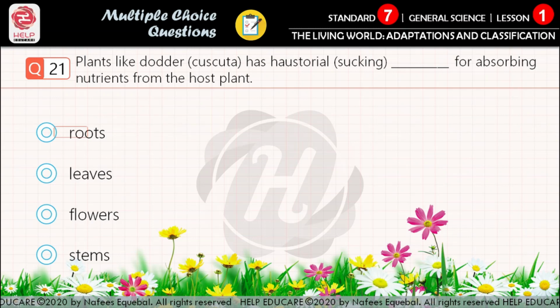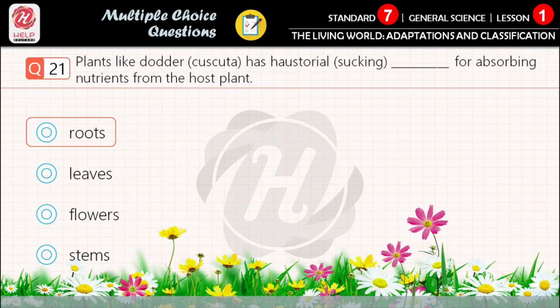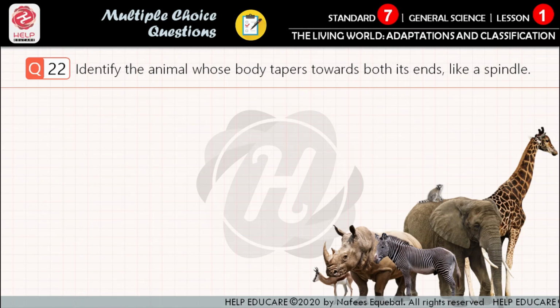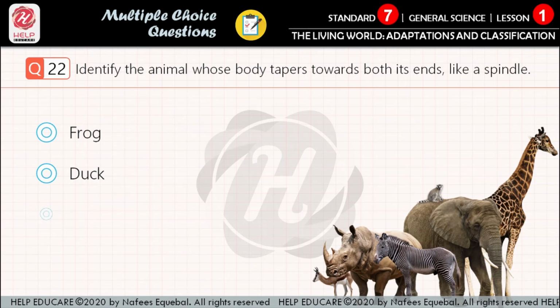Correct answer is roots. Question number 22. Identify the animal whose body tapers towards both its ends like a spindle. First option, frog. Second option, duck. Third option, tortoise. Fourth option, fish.